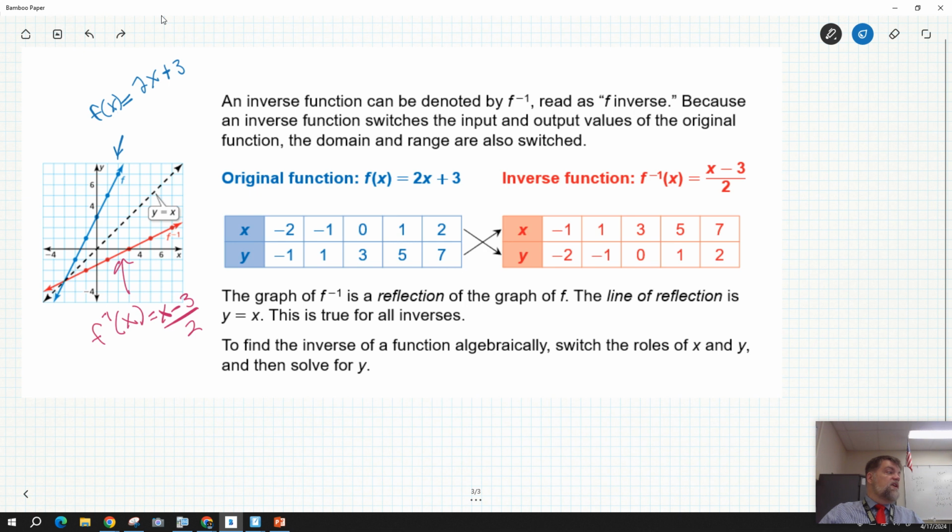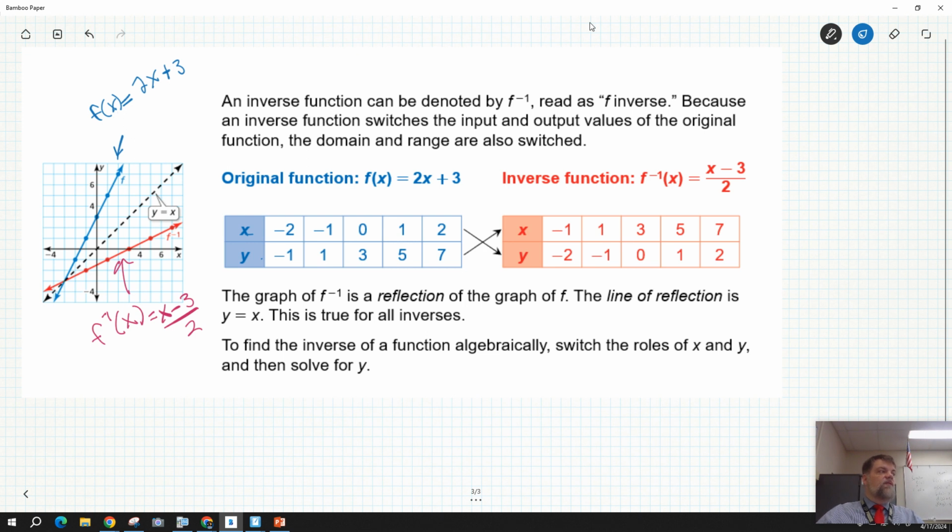This line is the mirror image. In other words, if I flip this blue line over this diagonal of y equals x, I'll get the red line. That's how you can tell they're inverse functions. And then lastly, notice on my top line I have -2, -1, 0, 1, 2. That just switches with the y values, and I have -2, -1, 0, 1, 2. Same thing over here. My y values become -1, 1, 3, 5, 7. Over here it's -1, 1, 3, 5, 7. All right? So what does that mean?